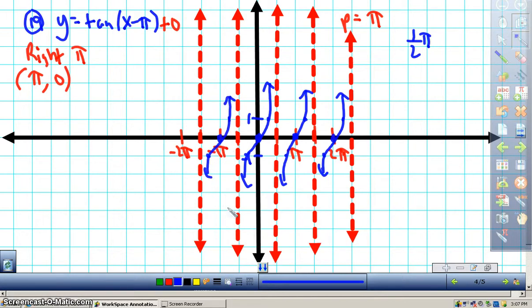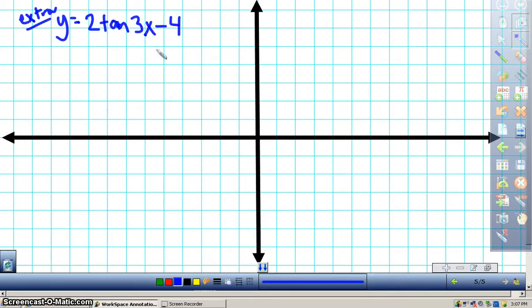So this is the tan, and it increases from left to right. And you could easily get the domain and range. The range is going to be all real numbers for all these. All right, I'm going to do this extra problem just to show you what happens here.